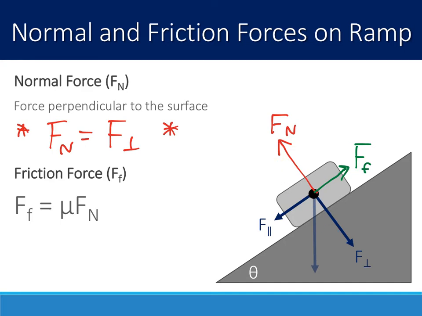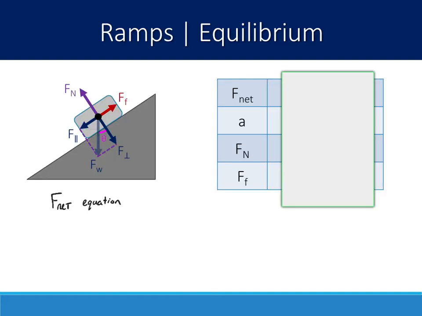The frictional force can be solved by taking the coefficient times the normal force. So once we find out what that perpendicular component is, we can then use that to find our frictional force. Okay, so let's do one example together here.